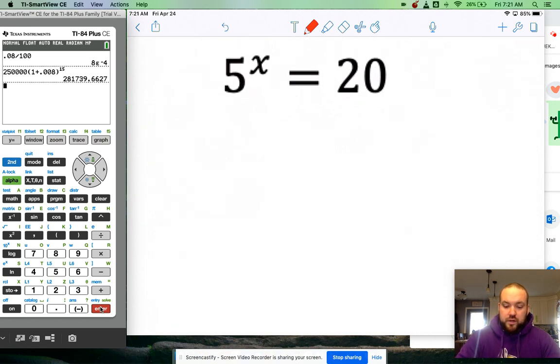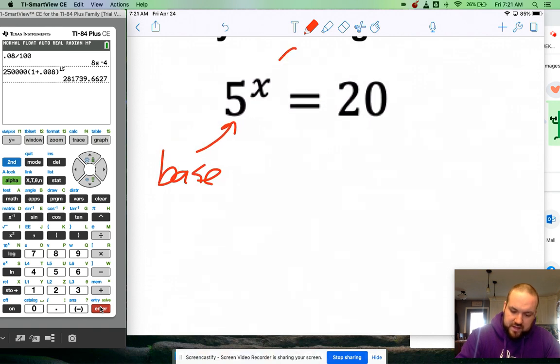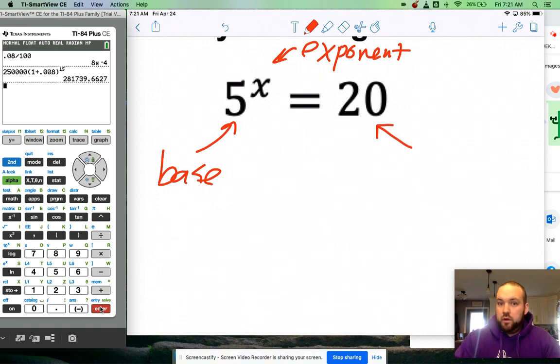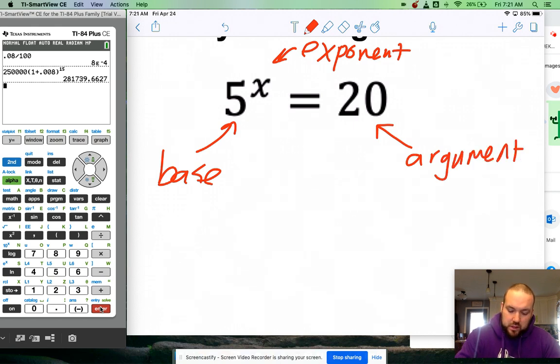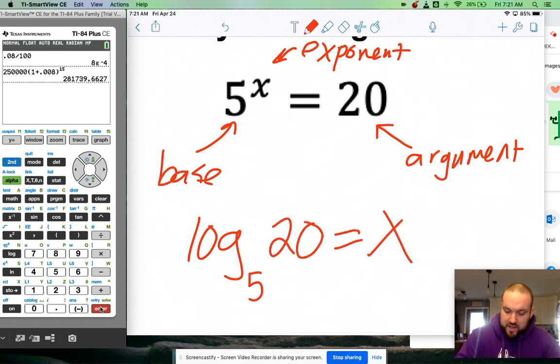But what we're going to do instead is use what we know about logarithms to rewrite this equation. We'll see that we can actually solve it very simply. If we remember, this is called the base. This is the exponent. And the other portion of a logarithm is called the argument. So to rewrite this as a log, I would have log base 5 of 20 equals x. I haven't solved this. All I've done is rewrite it, so instead of an exponential equation, it's logarithmic.